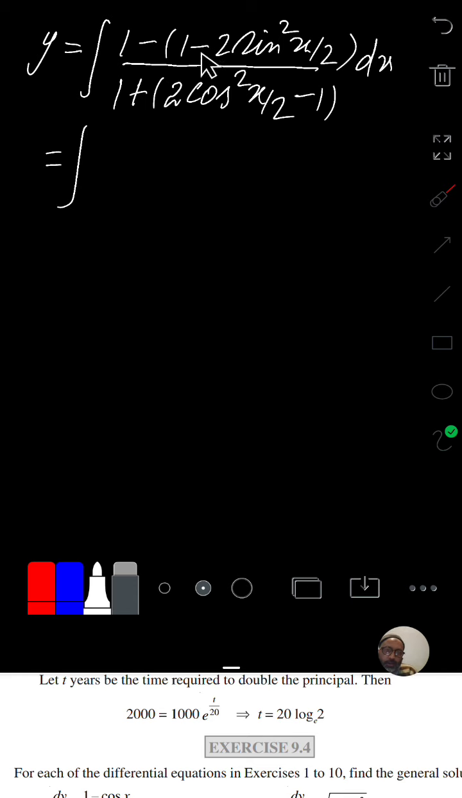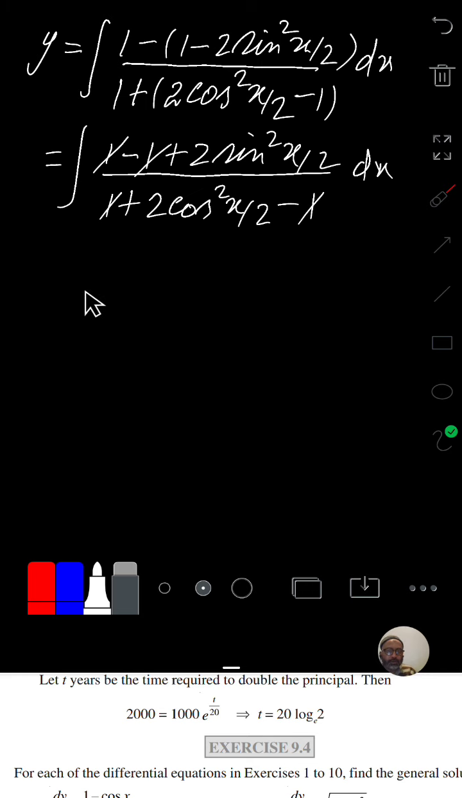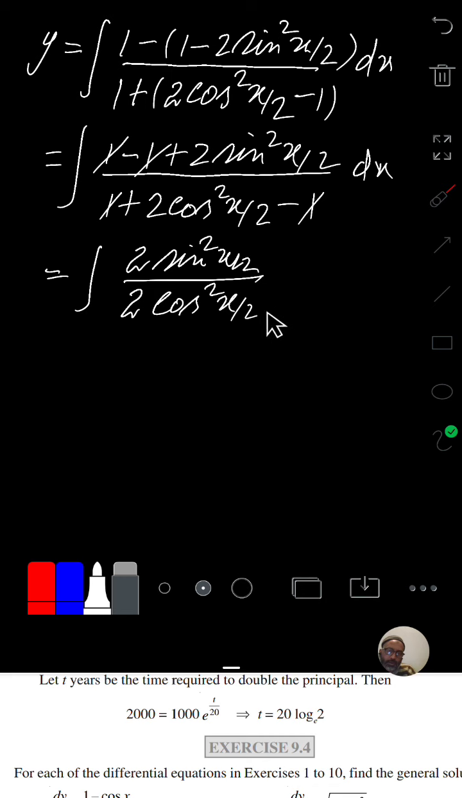So integral 1 minus, if we open up this bracket, we get 1 minus 1 plus 2 sine square x upon 2 divided by 1 plus 2 cos square x upon 2 minus 1 dx. In the numerator, plus 1 and minus 1 cancel out. In the denominator also plus 1 minus 1 cancel out. So we get integral 2 sine square x upon 2 divided by 2 cos square x upon 2 dx. 2 is cancelled by 2 and we get integral tan square x upon 2 dx.